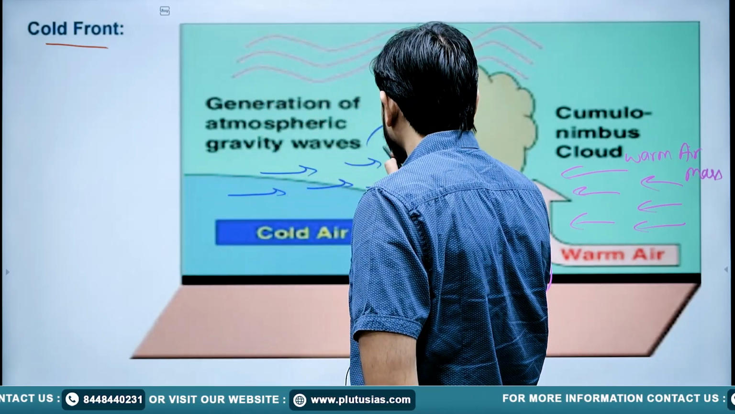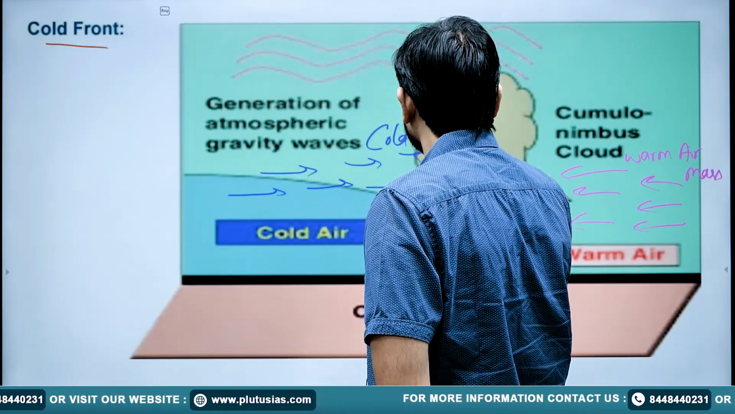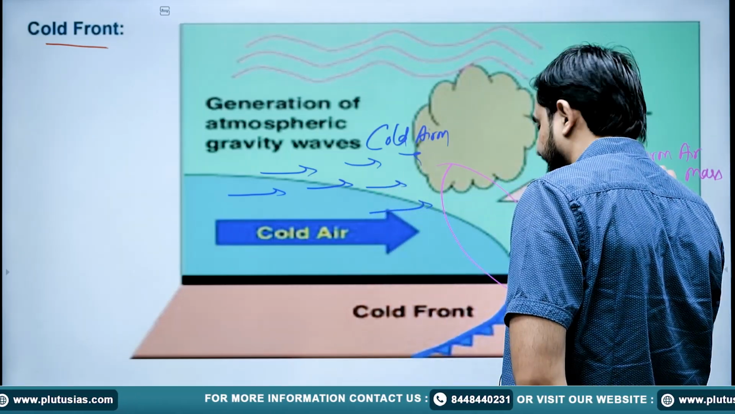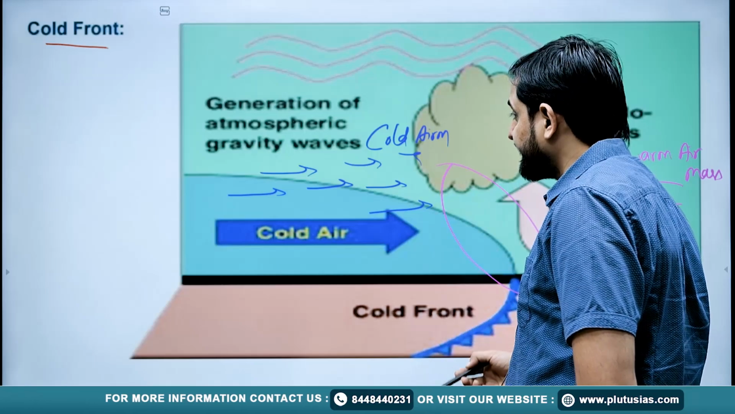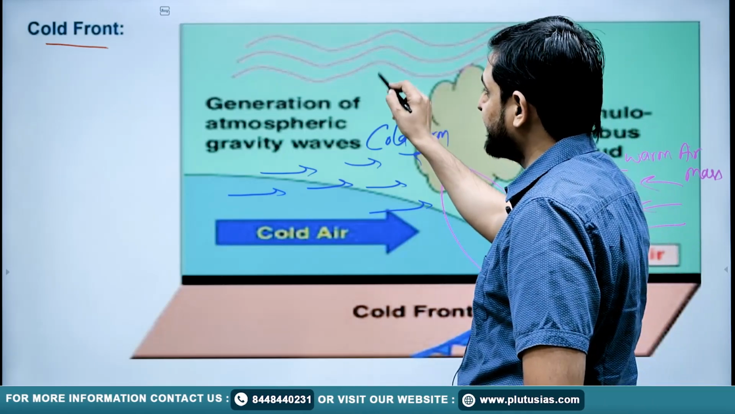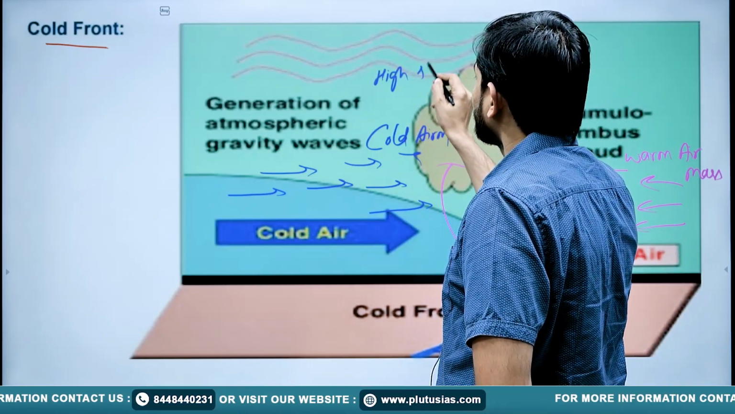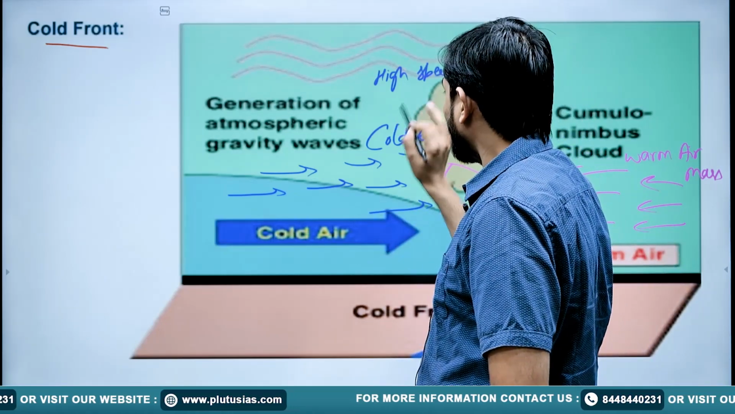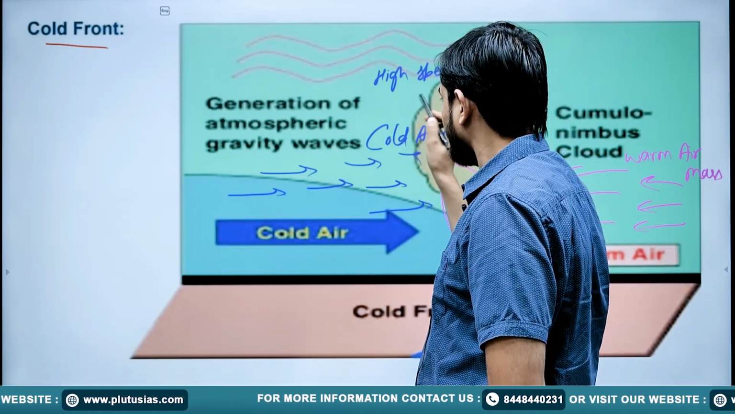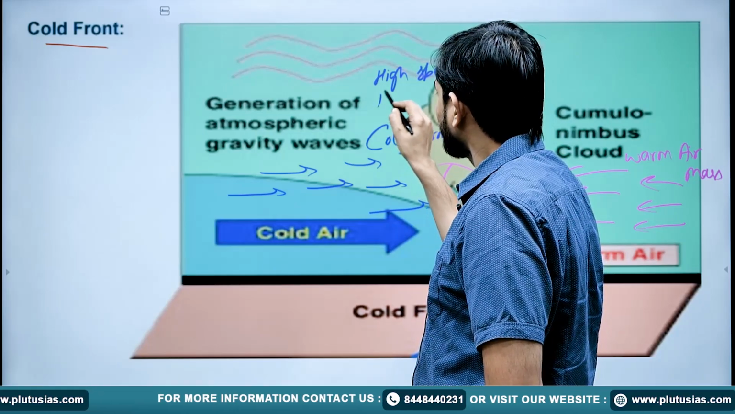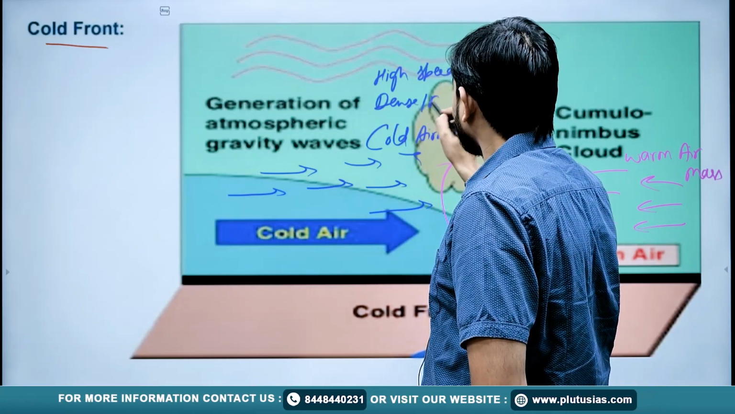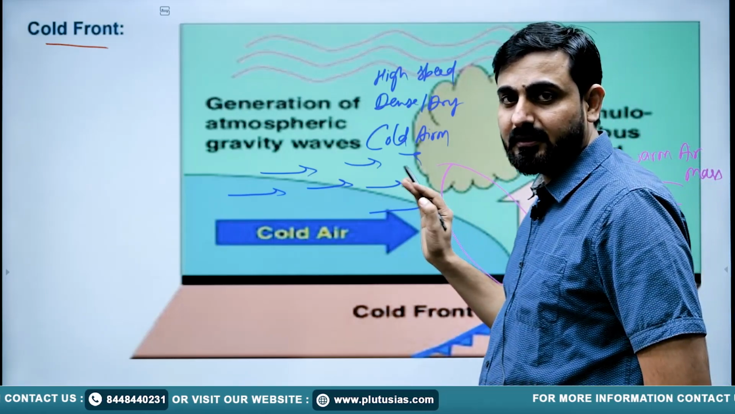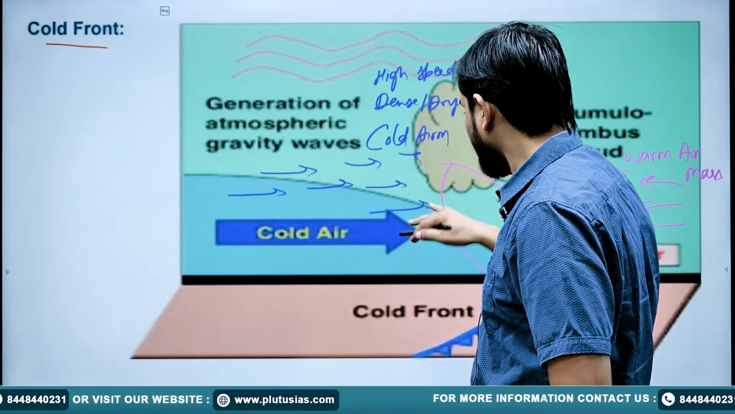This cold air mass generally starts to advance into the warm air mass. What happens? The cold air mass generally has high speed. This cold air mass is more dense and located close to the ground. So the warm air is likely to be uplifted over the cold air.